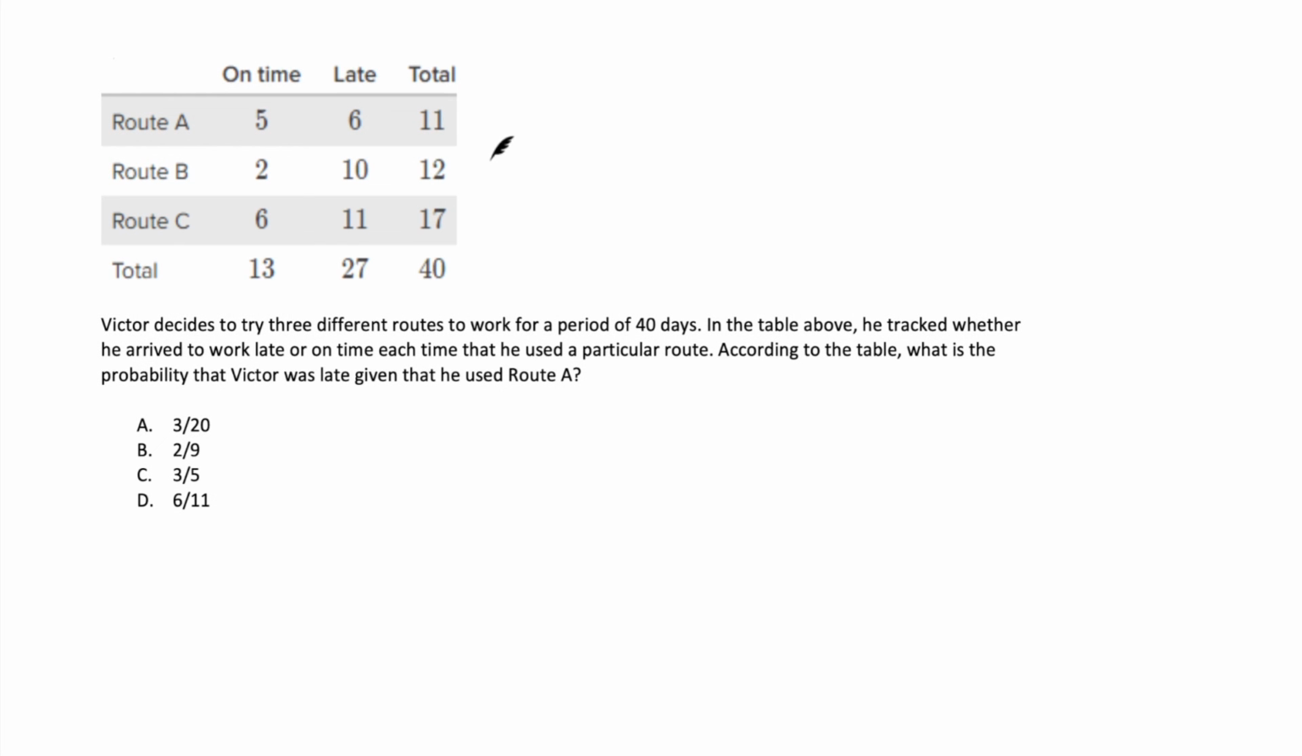Another interesting question. Victor decides to try 3 different routes to work for a period of 40 days. In the table above, he tracked whether he arrived to work late or on time each time he used a particular route. Late or on time. Okay, so the rows basically indicate the route and the columns indicate the number of times he was on time or late. According to the table, what is the probability that Victor was late? Okay, this is one condition. Given that he used route A, this is the second condition, very important.